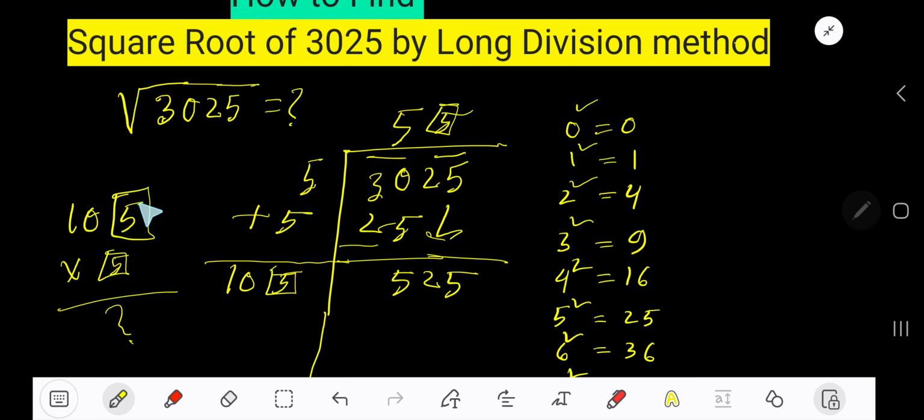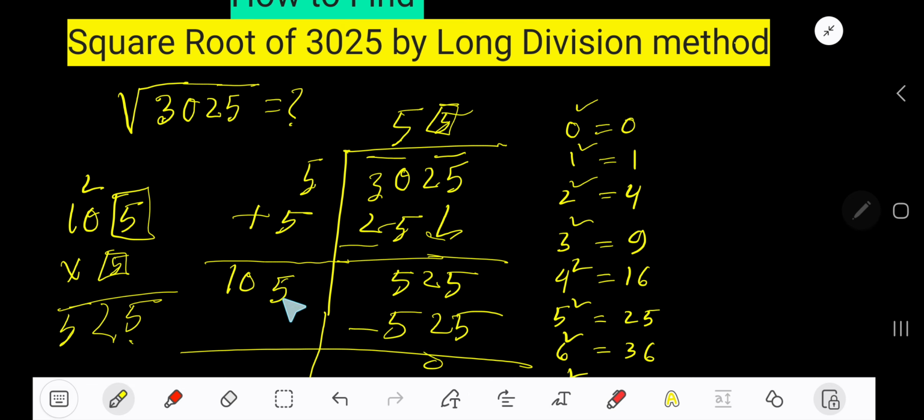5 times 5, 25. Write 5 here, carry 2 to the next column. 5 times 0, 0, plus 2, 2. Then 5 times 1, 5. 525, which is equal. So if you place 5 here, then 5 times 105 gives us 525.